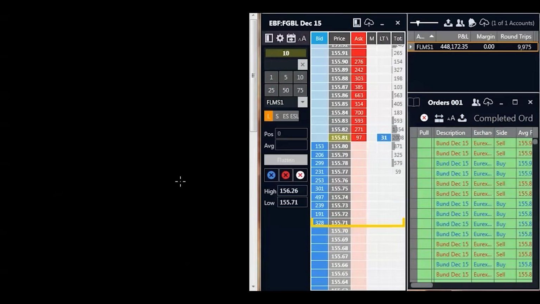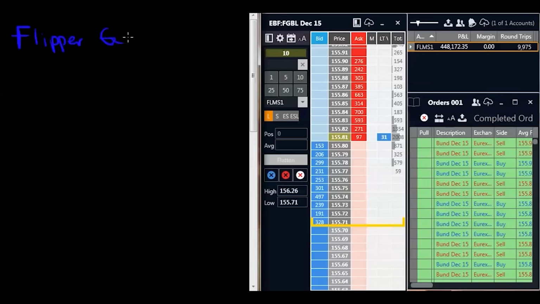We're going to look at the flipper again. We did go through what the flipper was in the last video. We're now going to look at a flipper example in the Bund futures.